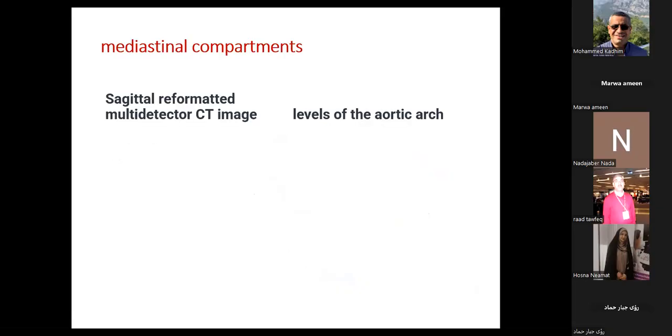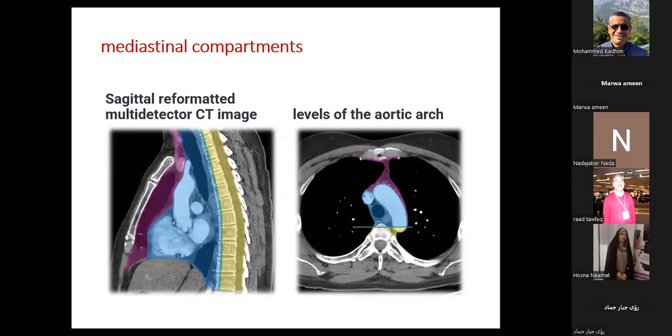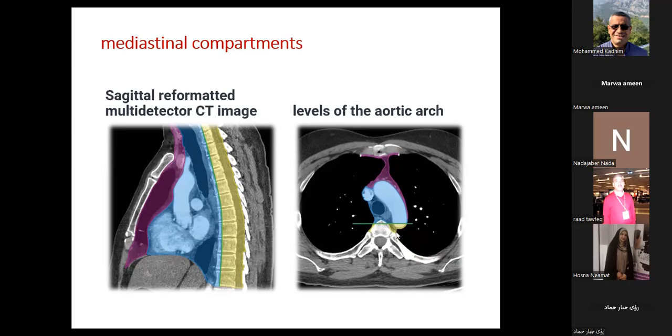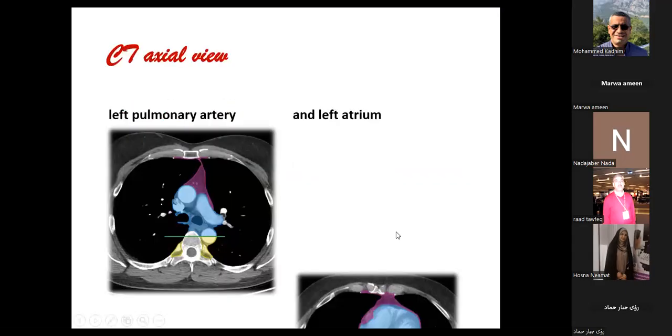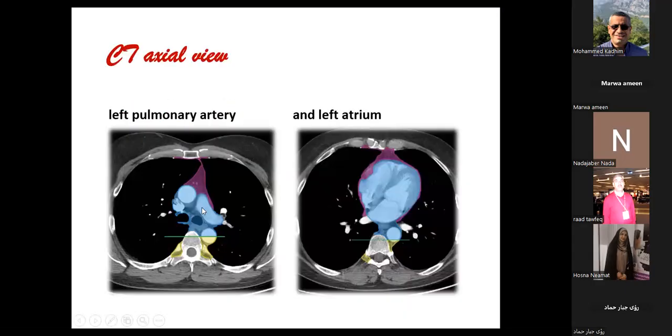paraspinal lymph nodes. Here we see the CT section, sagittal and axial section of the thorax, showing the mediastinum. The purple color shows the anterior mediastinum, the blue color shows the middle mediastinum, and the yellow color shows the posterior mediastinum. This view shows the axial section of the CT at the level of the aortic arch, with the anterior, middle, and posterior parts of the mediastinum. Here also is a CT axial section at the level of the pulmonary artery and the level of the left atrium, showing the anterior, middle, and posterior divisions of the mediastinum.